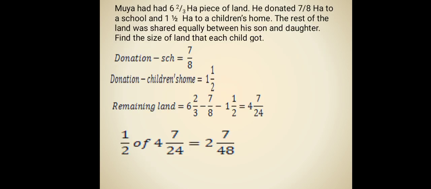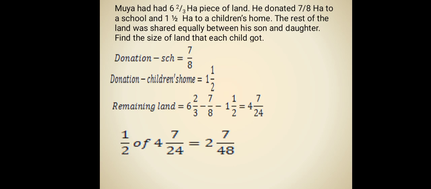Muya had a 6 and a third hectare piece of land. He donated 7 over 8 hectare to a school and 1.5 hectare to a children's home. The rest of the land was shared equally between his son and daughter. Find the size of land that each child got. So we have some statistics here. Donation to a school is 7 over 8. Donation to children's home is 1.5.